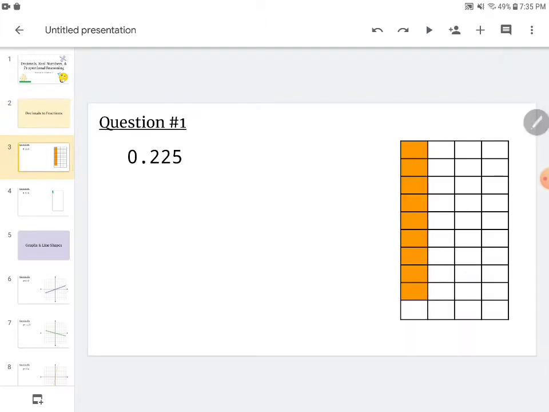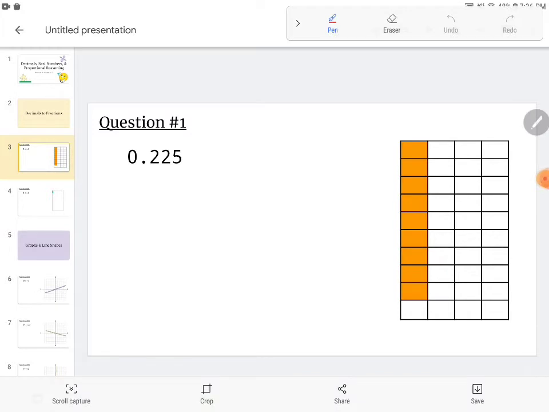So for question number 1, we're given a decimal, 0.225, and we are expected to turn that into a fraction. Now there's a real simple way to turn this into a fraction, and let me get my screen up. That way you can follow along with me. So there's a very simple way to turn a decimal into a fraction.